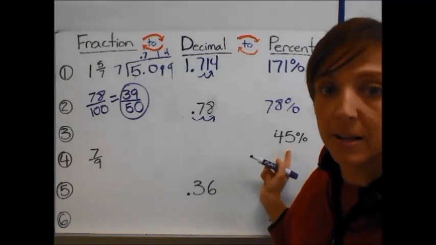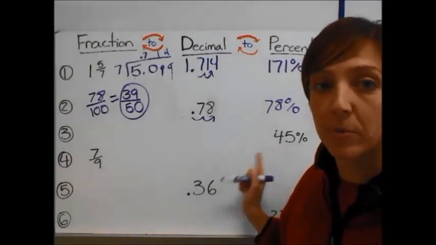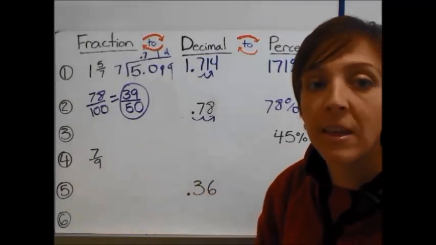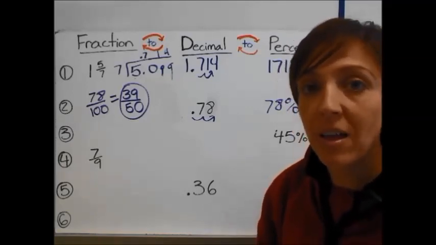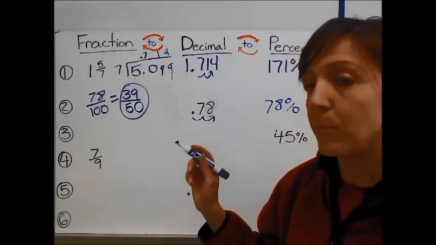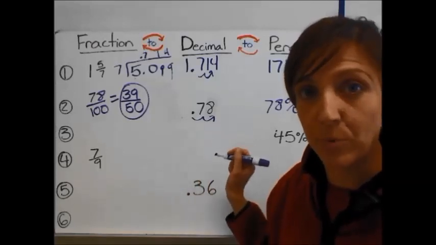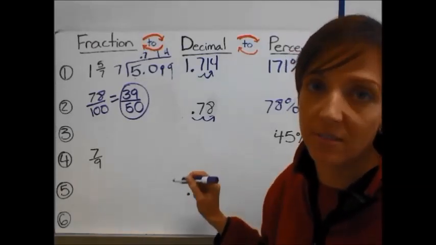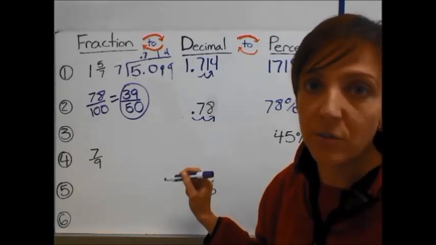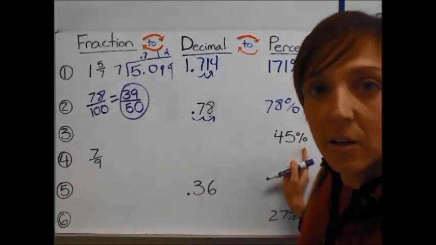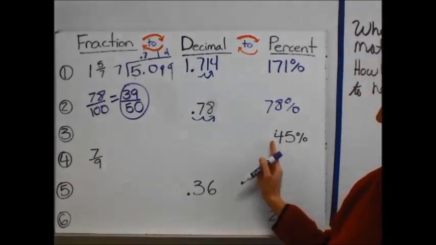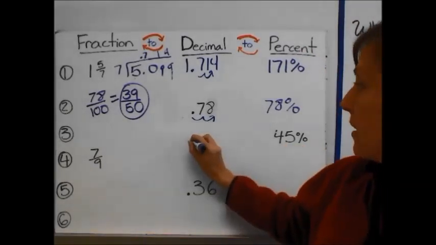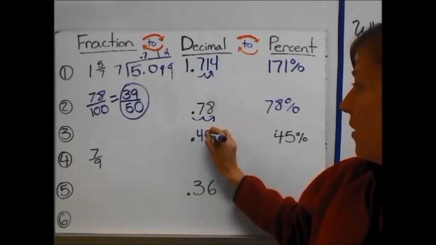Number 3. Number 3, I have nothing in the fraction spot, nothing in the decimal spot. 45% is in my percent spot. So I've got to change 45% into a decimal and into a fraction. And how do I do that? Well, to change a percent back into a decimal, since I moved the decimal point 2 places to the right to change it into a percent, I'm going to move the decimal point 2 places to the left to change it back into a decimal. So I know that my decimal point would be behind that percentage sign, so I just go 1, 2, and I put my decimal in front of the 4.